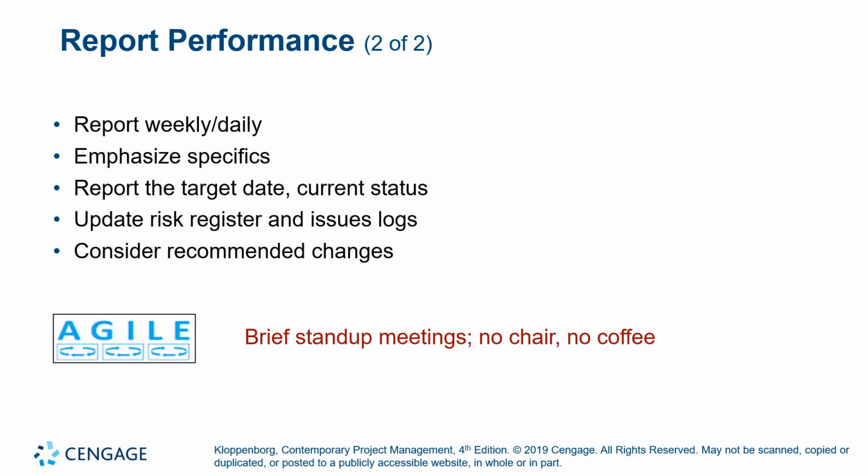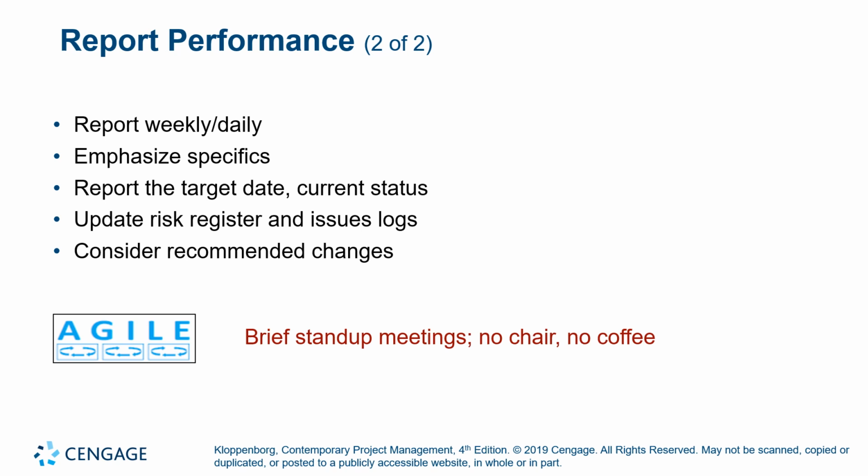So, continuation of work performance reports, you have to report weekly or daily. You have to emphasize specifics: the report, the target date, and the current status. You have to update the risk register and the issues log, and consider recommended changes. Listen, these are key components that you have to consider when you're generating a project report. All these factors come into play as far as major decision making and keeping your stakeholders and your sponsors aware of the project status.